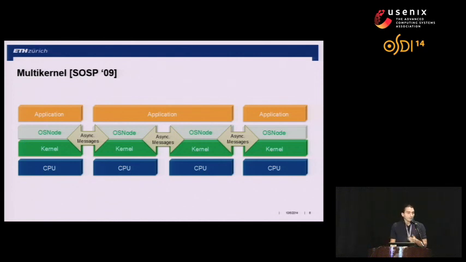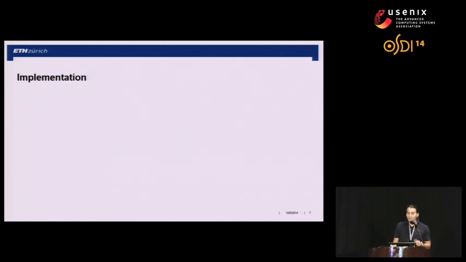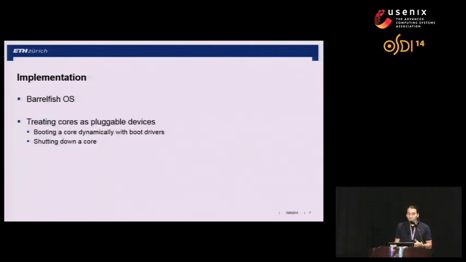However, the multi-kernel model alone is not enough for dealing with dynamic cores. So what happens if a core goes away here? We still have to deal with the OS node and all the running applications inside it. Therefore, we use as a basis for our work the Barrelfish OS, which is an implementation of the multi-kernel, and we add some features to Barrelfish that treat cores as much as possible as pluggable devices.